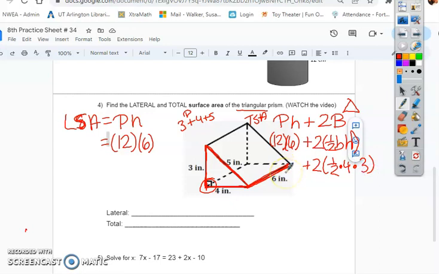Okay, so I'm going to rewrite this. This is PH, perimeter of the base times the height, plus 2 big B. I'm adding the two bases on. Last year we did this all by hand. Okay, so I'm just going to pull this down. Half times 4 times 3. So when you enter all of this into your calculator, that's going to be your total surface area.